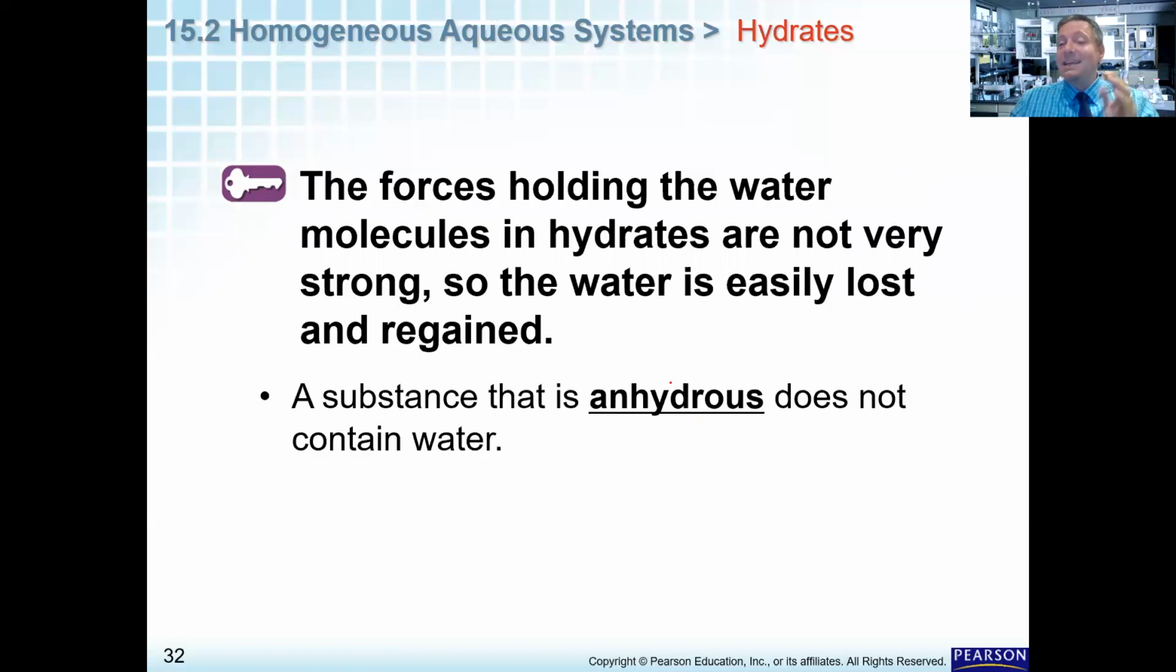So a substance that is anhydrous, this is another key term. Please place this in your notes. What is anhydrous? Anhydrous is a compound that does not have water in its structure. A lot of organic compounds are anhydrous, and it will say right on the label, anhydrous. So you could have anhydrous copper sulfate. That means that it does not have those 5 water molecules. So that's what anhydrous means. Please get that in your notes.